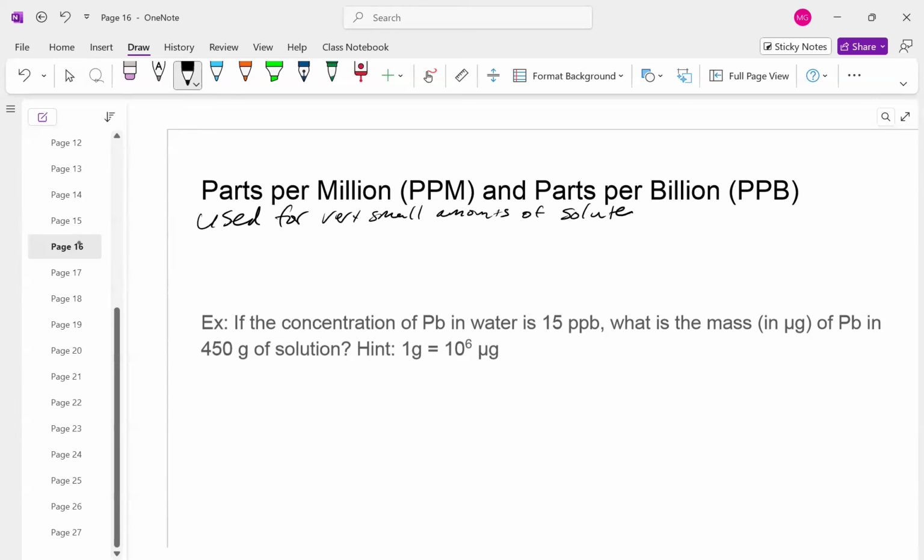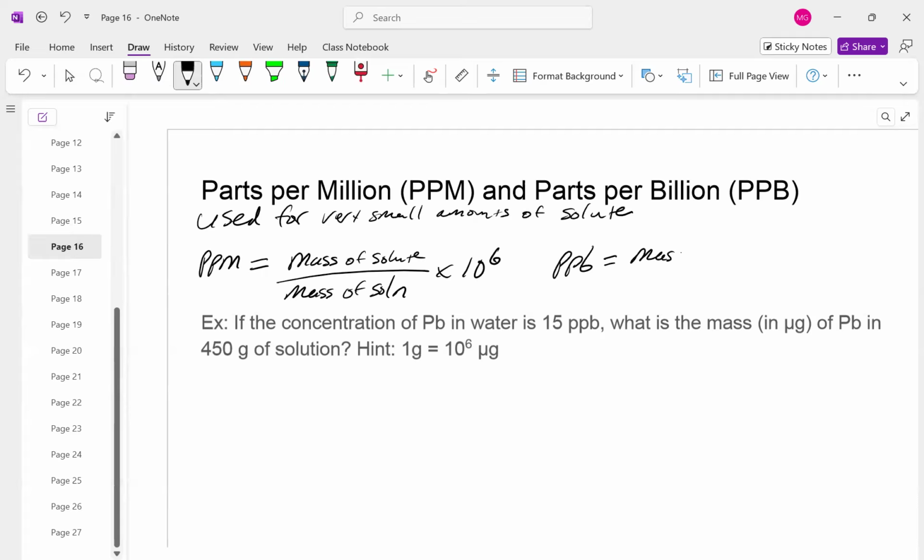So the way we calculate parts per million is to take mass of the solute divided by the mass of the solution times 10 to the sixth. And then parts per billion, it's the same formula. So mass of solute over mass of solution times 10 to the ninth.